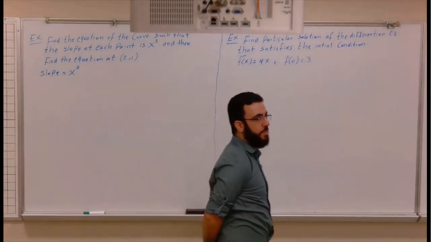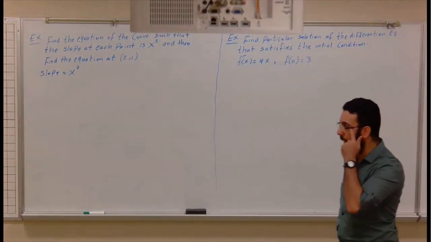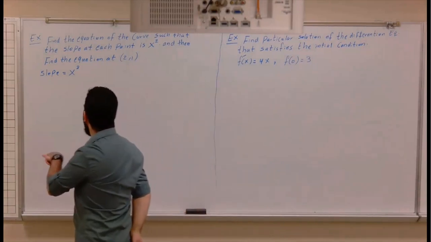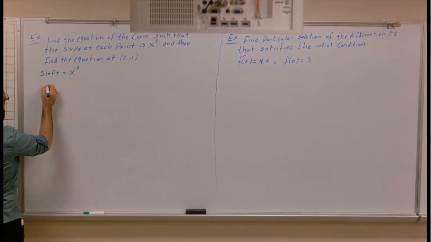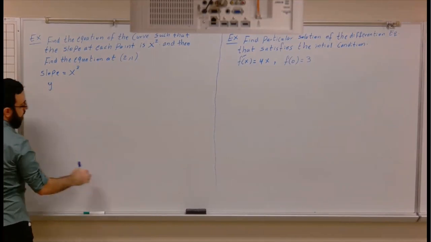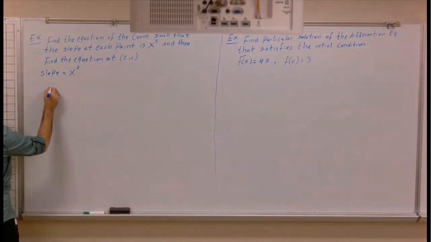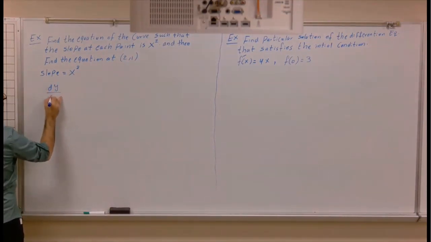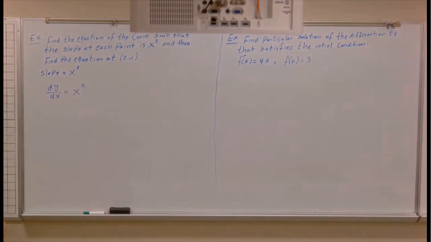The slope means the derivative of the function y for the curve. That means the slope is the derivative of y with respect to x. The derivative of y with respect to x equals x squared. This is the slope. Now I need to find the equation, not the slope.